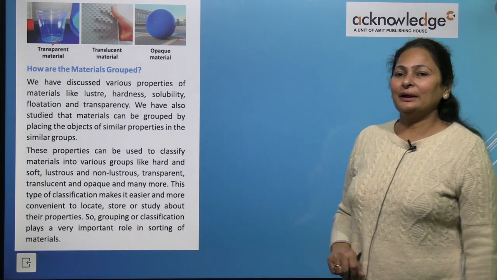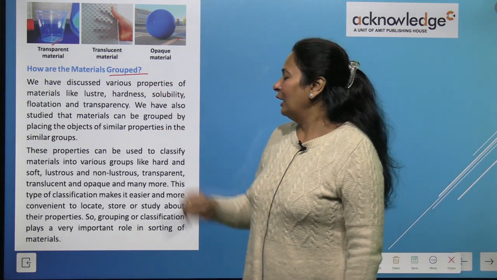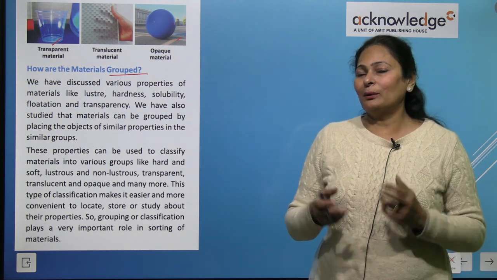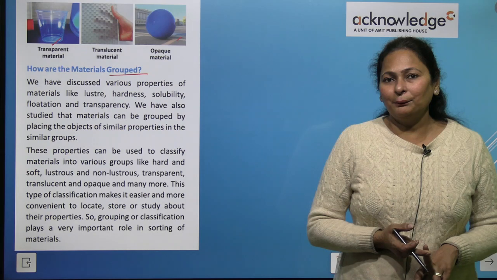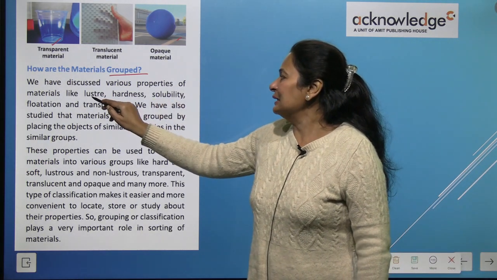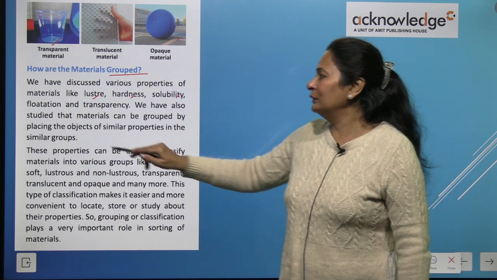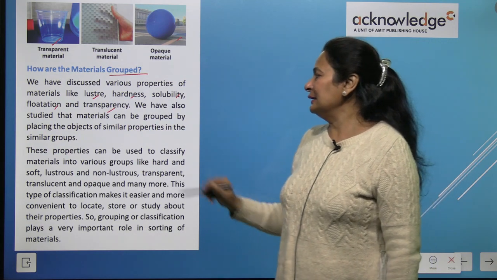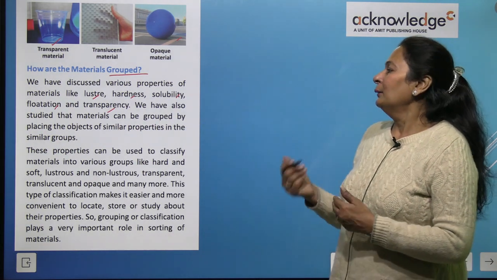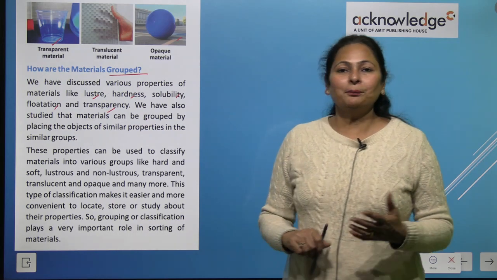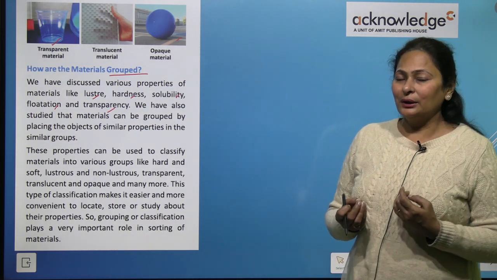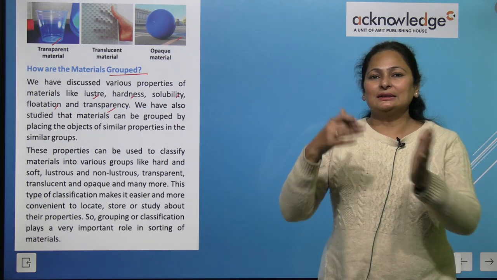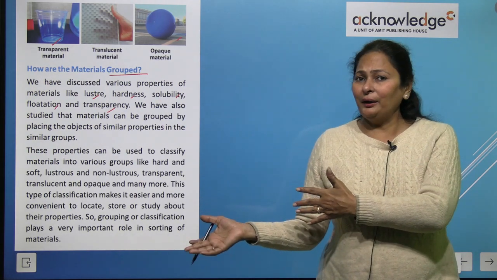Now, how are the materials grouped? We have discussed various properties. We have discussed the physical properties, not the chemical properties. The properties like luster, hardness, solubility, flotation and transparency. We have also studied that materials can be grouped by placing objects of similar properties into a group. We can group them easily. These are transparent objects. These are translucent objects. These are opaque objects, right?